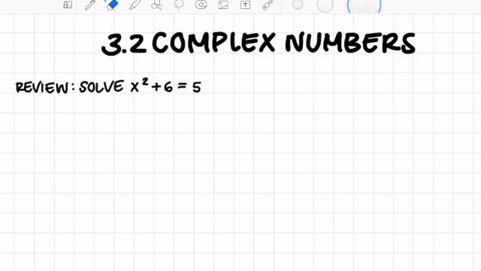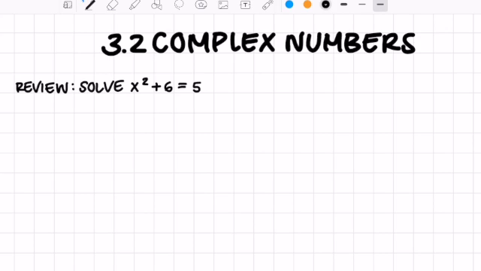Hi guys! So today we're going to be looking at Chapter 3, Section 2, Complex Numbers. So before that, let's try out this review problem first. The question is asking you to solve for x: x to the power 2 plus 6 equals 5.